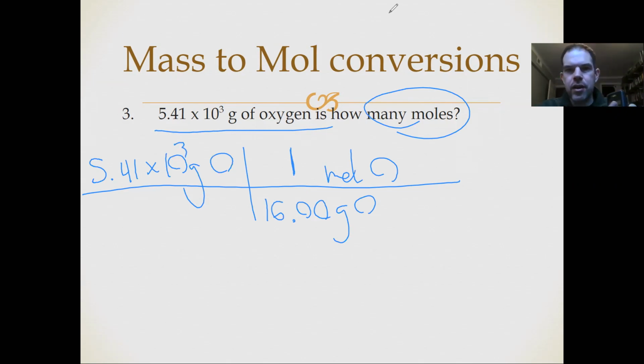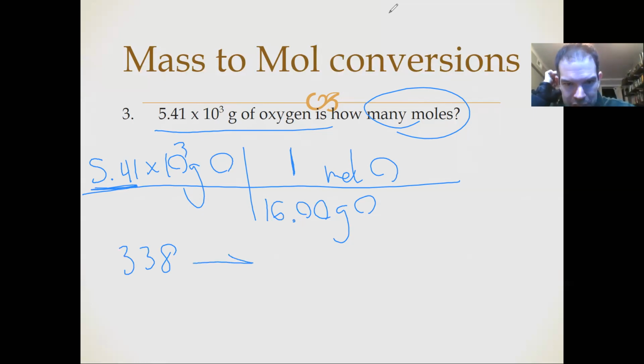So I could enter my calculator. Notice we're dividing this time. So I'd go 5.41. I'd use the EE button to get in my calculator, so times 10 to the third. And then I'm going to divide it by 16. Okay. And it looks like my answer is 338 and some change, but I only need 3 sig figs. So I'll stop at the 338. I don't need to round it up because the digit after it is a 1, so I don't need to round it up.